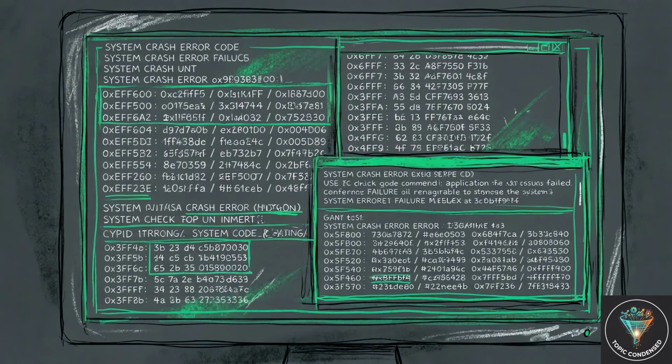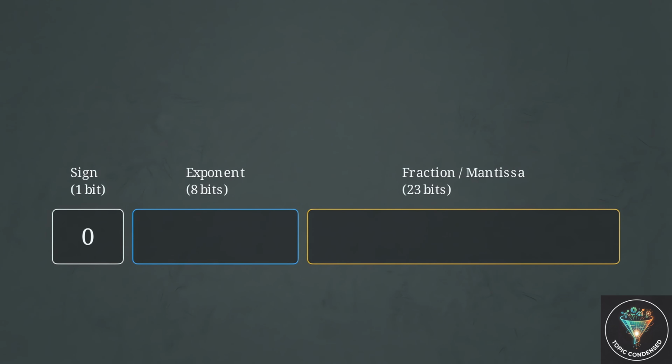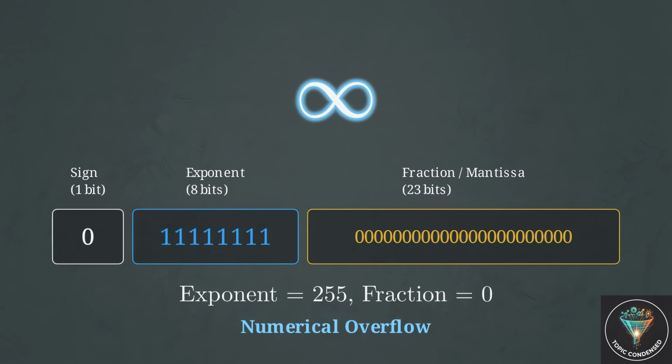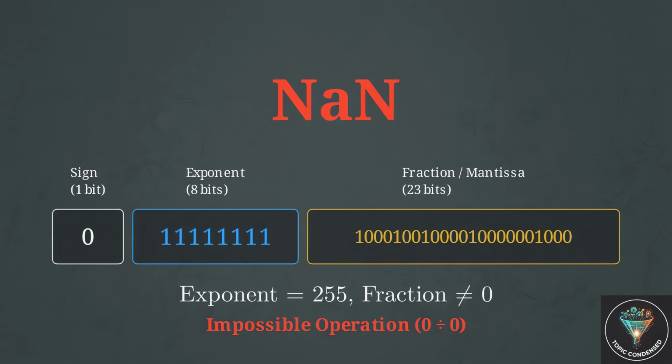What happens when a calculation hits a boundary or breaks the laws of math entirely? This diagram shows the rule for numbers that grow too large. An exponent block filled with all ones, paired with a fraction block of zeros, is the universal code for infinity. For mathematically impossible scenarios, like dividing 0 by 0, the standard introduces NaN, or not a number. This error state triggers when the exponent hits all ones, but the fraction contains data.